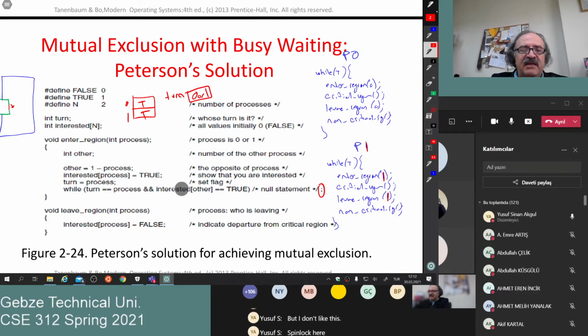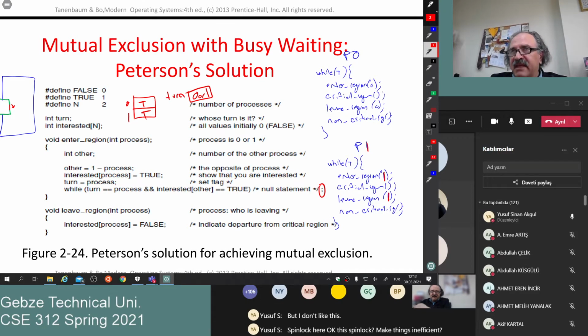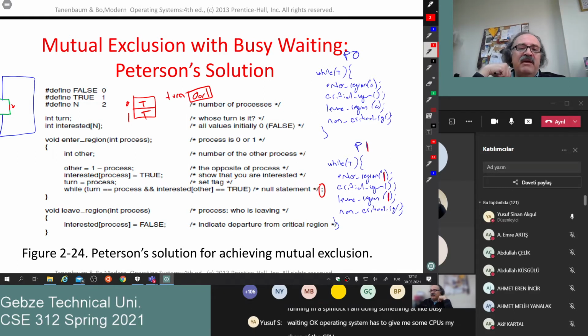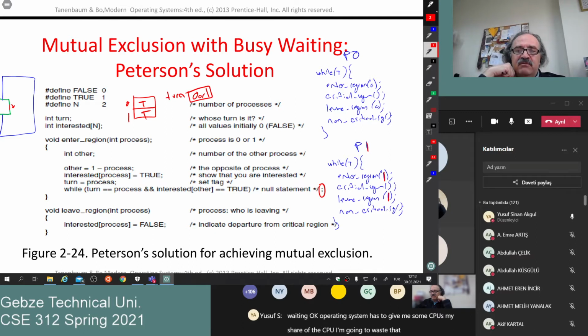But I don't like this spin lock here. This spin lock makes things inefficient. Since my operating system doesn't know that I am running in a spin lock, I am doing something like busy waiting. The operating system has to give me my share of the CPU, but I'm going to waste that share in a very tight loop, and I don't like that. So let's try to get some help from the operating system and from the hardware.